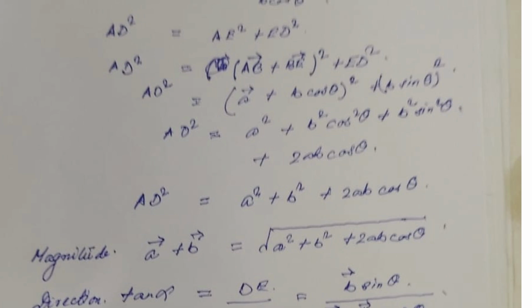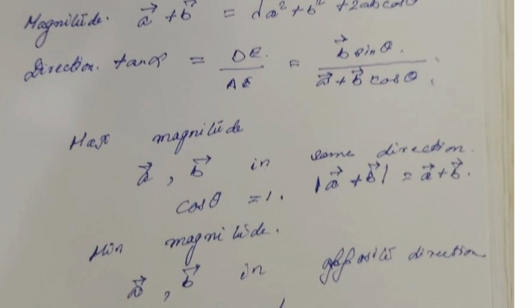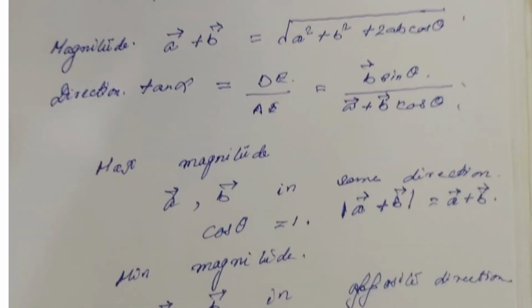Now, we break it further. A plus B cos theta whole square plus B sin theta whole square. So, AD square, if calculated, comes out to be A square plus B square plus 2AB cos theta. We all know sin square theta plus cos square theta is equal to 1, where B square has just taken out that thing. So we get the magnitude of A plus B is equal to root over A square plus B square plus 2AB cos theta.